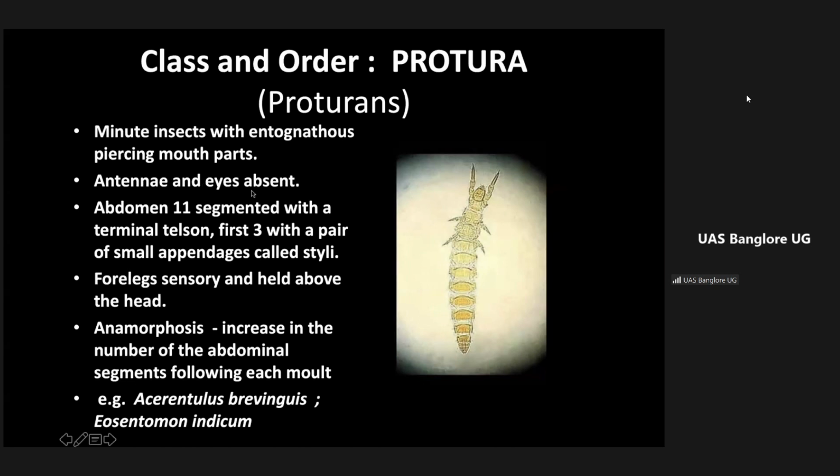Eyes and antenna are absent. You can easily remember that. So that is how you can remember the character. Protura means, pro means primitive. Okay, so protuberance.